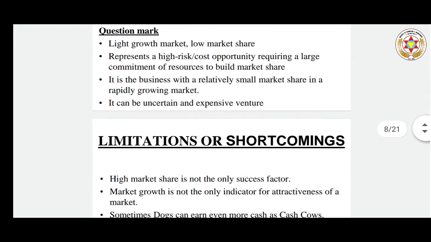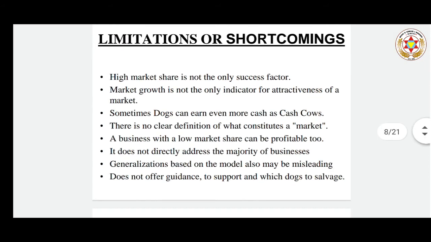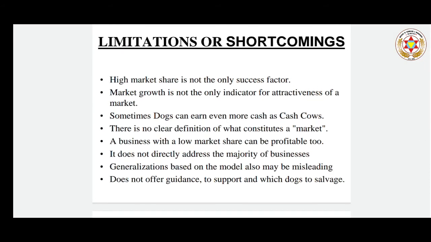Let us come to the limitations or shortcomings of the BCG matrix. A high market share is not necessarily a success factor. Market growth is not the only indicator of the attractiveness of a market. Sometimes dogs can earn even more cash than cash cows. The problem of getting data on market share and market growth is difficult, and there is no clear definition of what constitutes a market. High market share does not necessarily lead to profitability all the time. It also does not directly address the majority of businesses that have average market shares in a market of average growth rate.